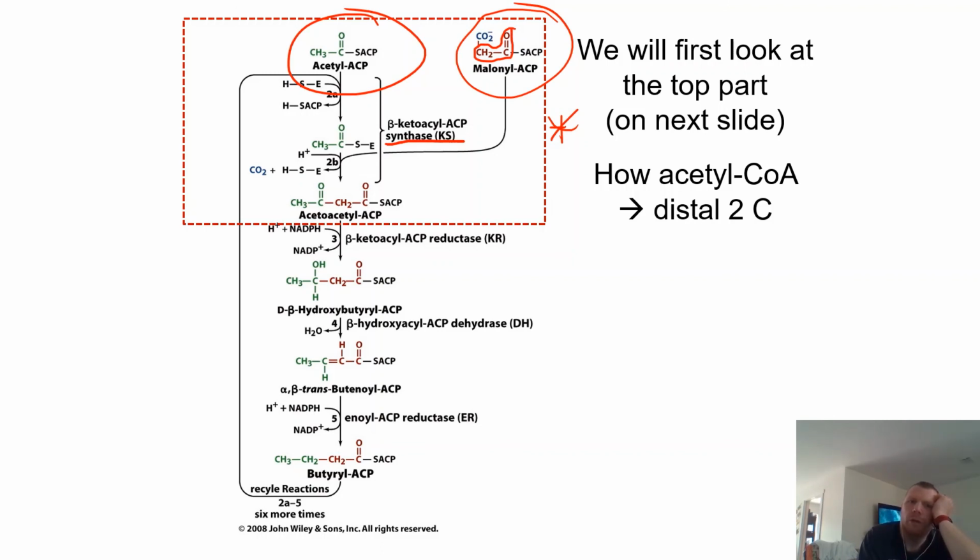And so what happens is we have these multiple enzymes that are basically going to serve as the primer for the formation of this acetoacetyl ACP, so that we can ultimately go on to synthesize and get a longer fatty acyl carrier protein molecule.